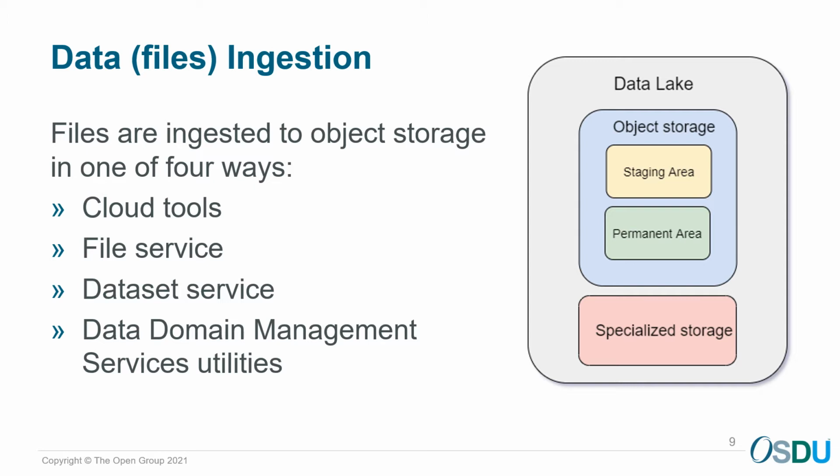Files are ingested into object storage in one of four possible ways: using cloud-specific tools which work with files and file collections, using the file service which works with files, and using dataset service which works with file collections as well. In any of these three ways, data is finally ingested into the permanent area and in some cases passing through the staging area. For a detailed description of these options, please check the presentation on file and dataset service and consult your cloud provider for specific tools. Finally, the fourth option is data domain management service utilities, which currently work with the seismic file storage using a specialized store option. To learn more about seismic store options, watch the seismic DMS presentation.